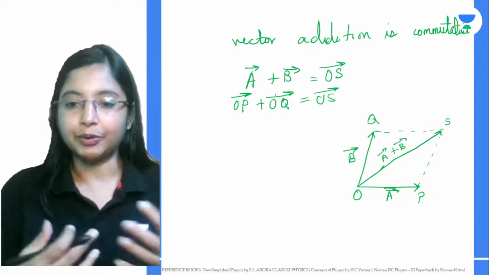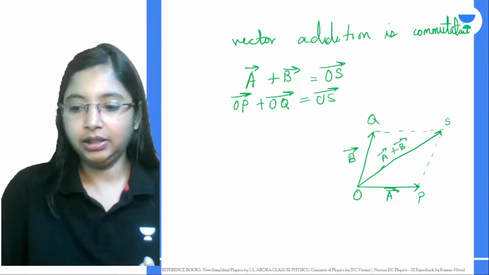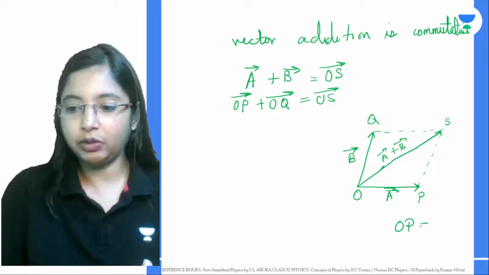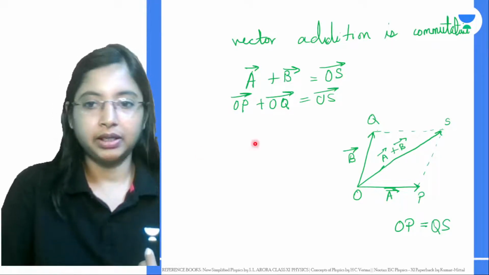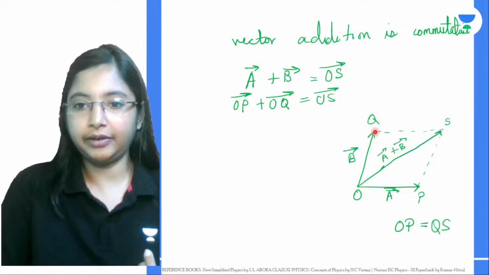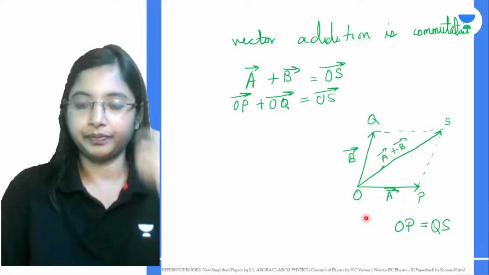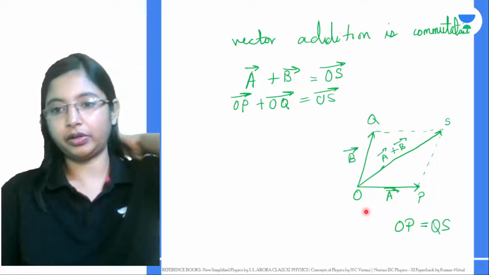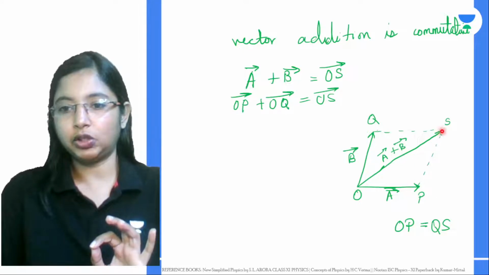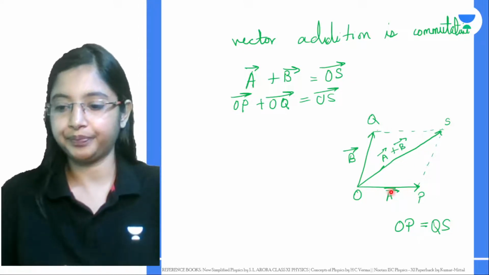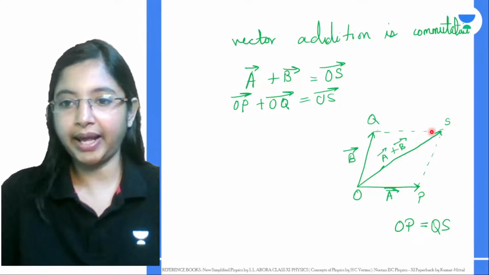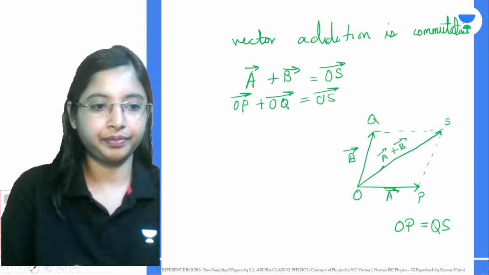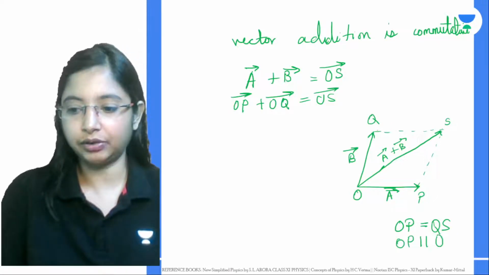Now over here, what do we see? The side OP is equal to the side QS, and this other side is equal to the opposite side. So this side is equal to this side and this side is equal to this side. And if you see, this OP is also parallel to the side QS.